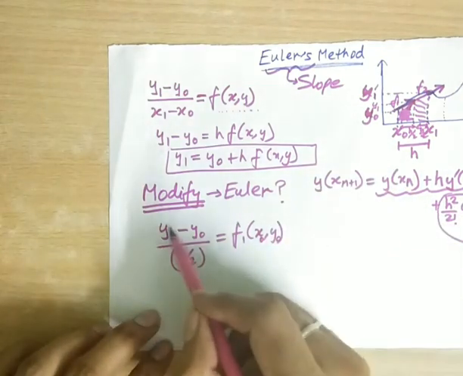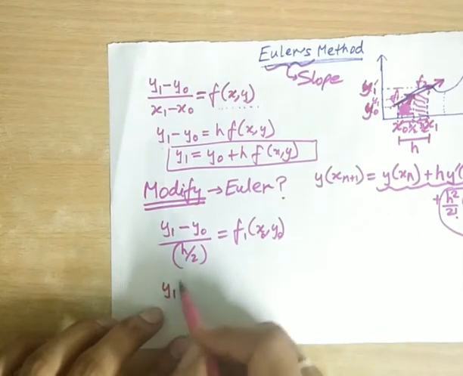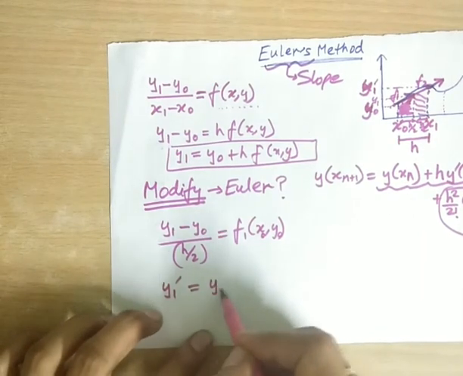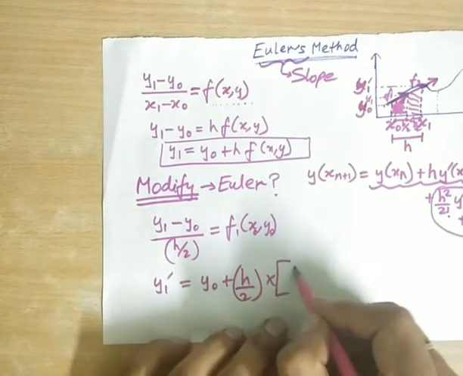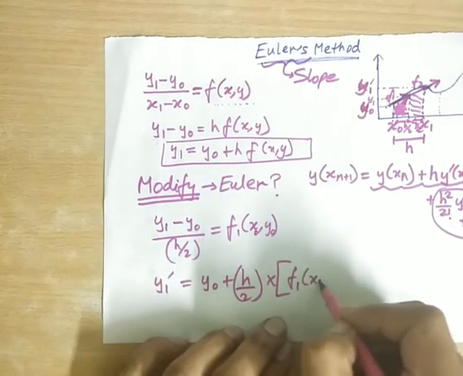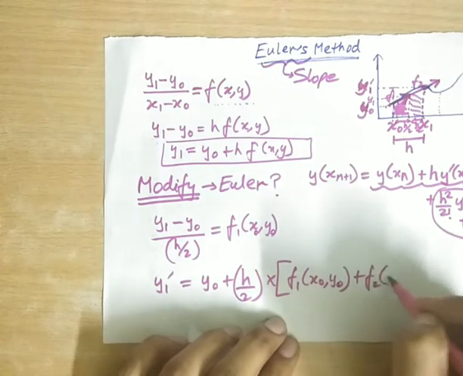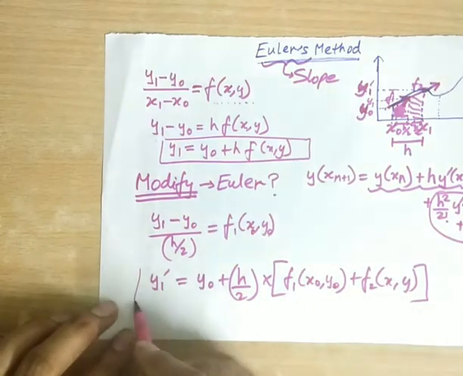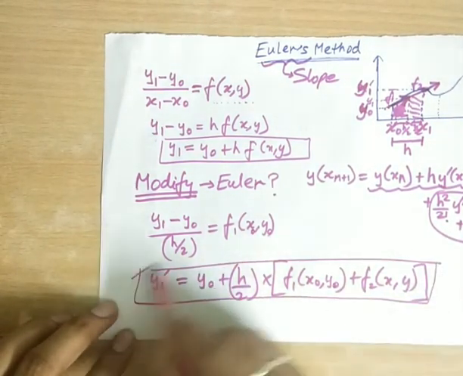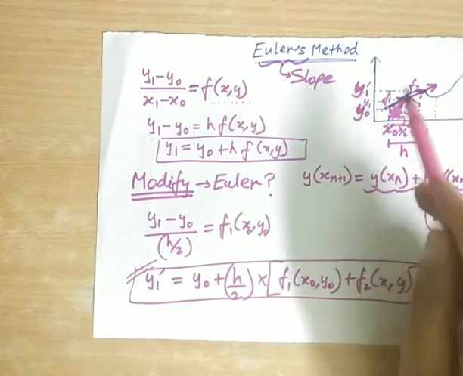Using this and the next part, we can ultimately get that y1 prime is equal to y0 plus h by 2 times f1 of x0 comma y0 plus f2 of x comma y. And this is the final modified Euler's formula. It's nothing but dividing and getting the slope.